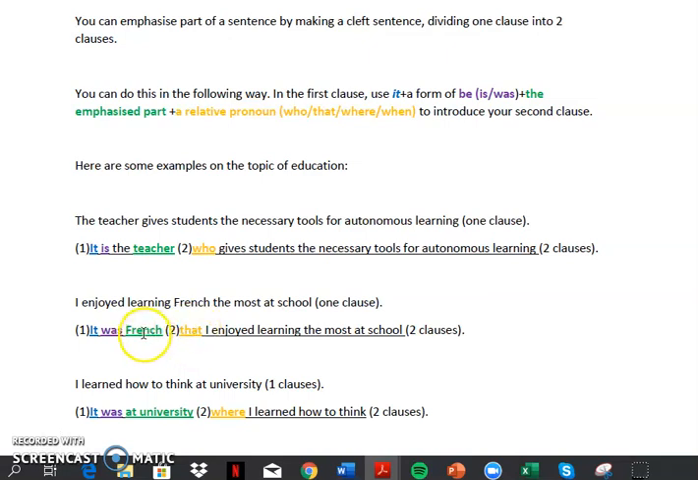So French is a thing, a subject. That I enjoyed learning the most at school. Two clauses. So our sentence altogether goes, it was French that I enjoyed learning the most at school.